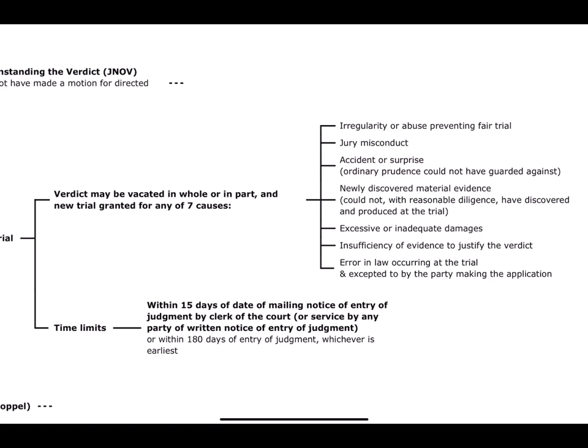But the kicker here is look at the time limits. Within 15 days of the date of mailing notice of entry of judgment by the clerk of the court. And there's more detail there, but basically the rule is you have to file that motion within 15 days of knowing about the verdict. Recall what we had in this hypothetical. Let's go back to it.